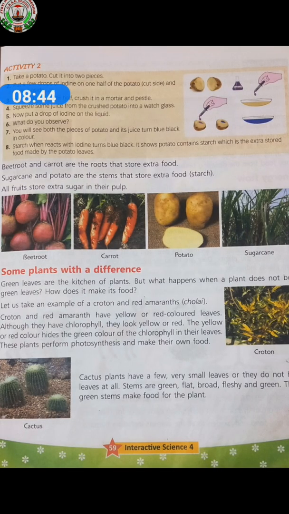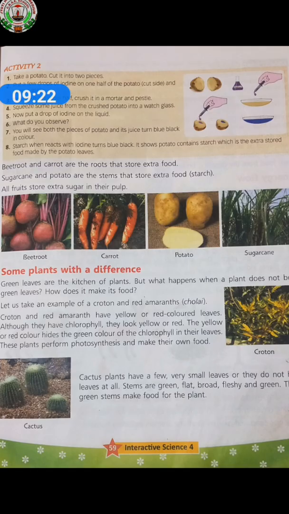So children, beetroot and carrot are the roots that store extra food, which we eat raw. Sugarcane and potato are the stems that store extra food as starch. All fruits store extra sugar in their pulp. Now see the picture: beetroot, carrot, potato and sugarcane.